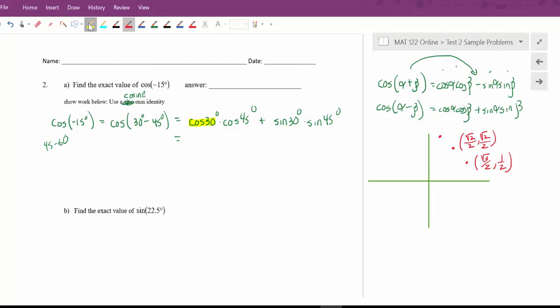All right, so if I do the cosine of 30, well, that is the x value. So that's going to be square root of 3 over 2. If I do the cosine of 45 degrees, that's the x value of that. So that's going to be square root of 2 over 2. Plus, now if I go to the sine of 30, that's the y value, so that's 1/2.